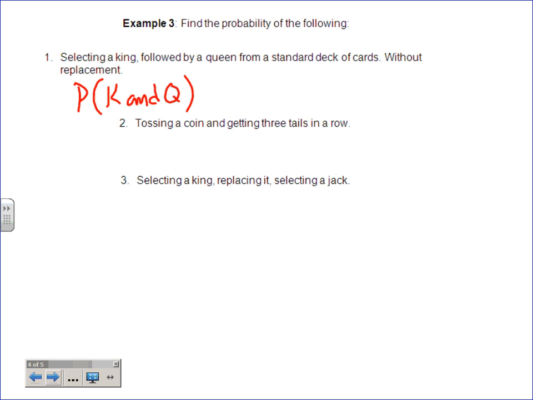Now, what do you think? What did we just say on that last page? Are these independent or dependent? Dependent. So can I use the first formula? I have to use that first one, right? So what I basically have to do is find the probability of getting a king. You don't have to write all this if you don't want to, but then the probability of getting a queen knowing I got a king.